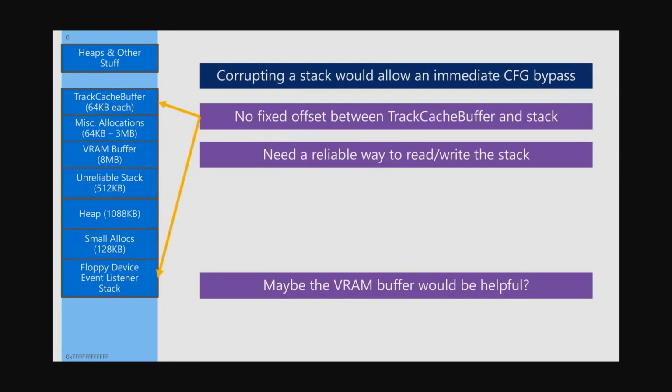Now, I was thinking that corrupting a stack would be great because if I corrupt a stack, then I can just ignore Control Flow Guard since it doesn't actually protect stacks. But the issue is that there's no predictable offset between that track cache buffer and any of the stacks on the system because of these miscellaneous allocations that vary in size so much. So I really needed to figure out if there was a reliable way that I could read and write stacks.